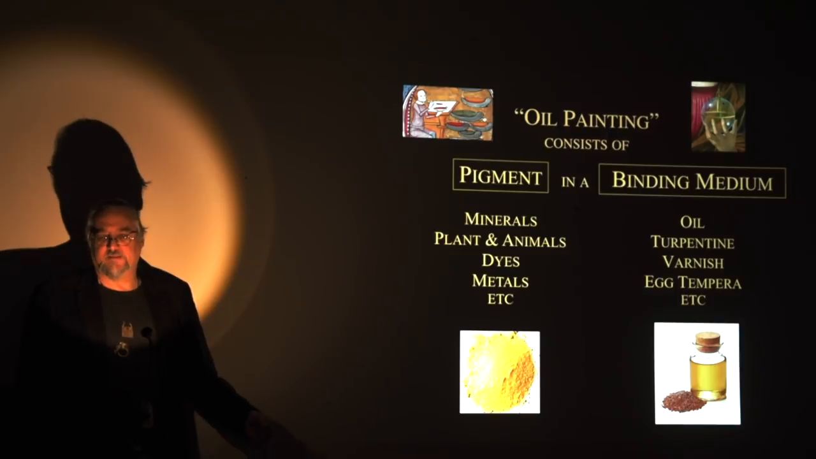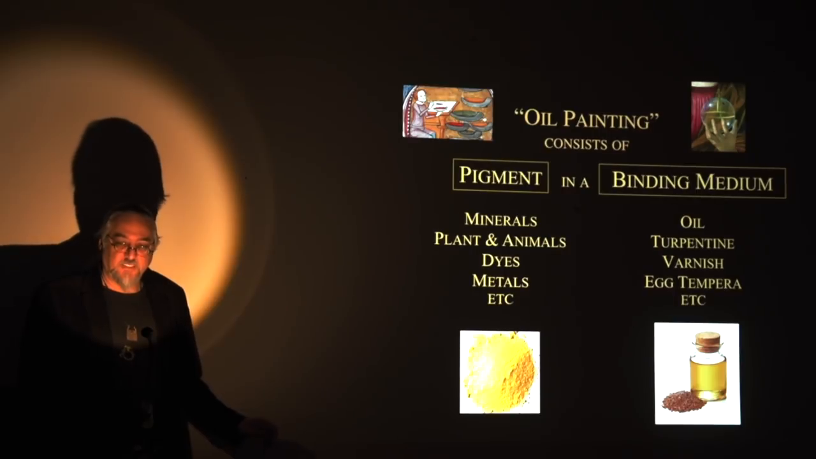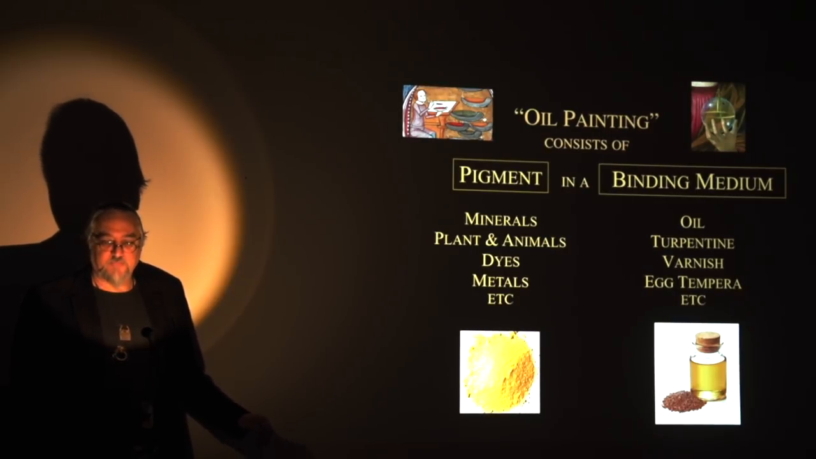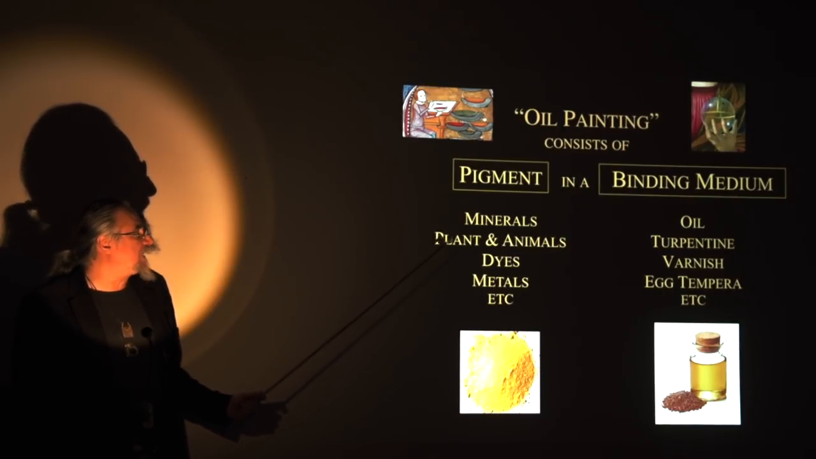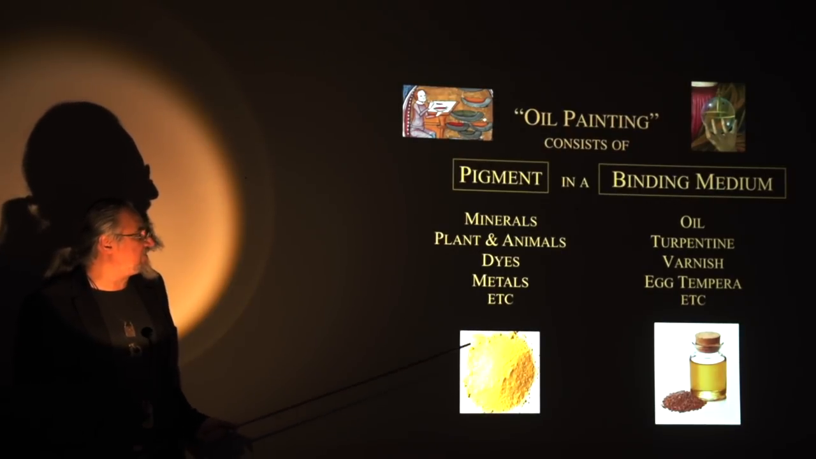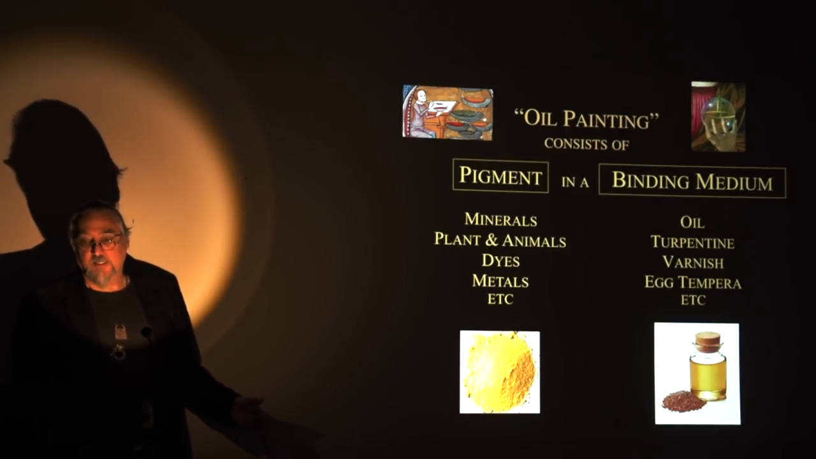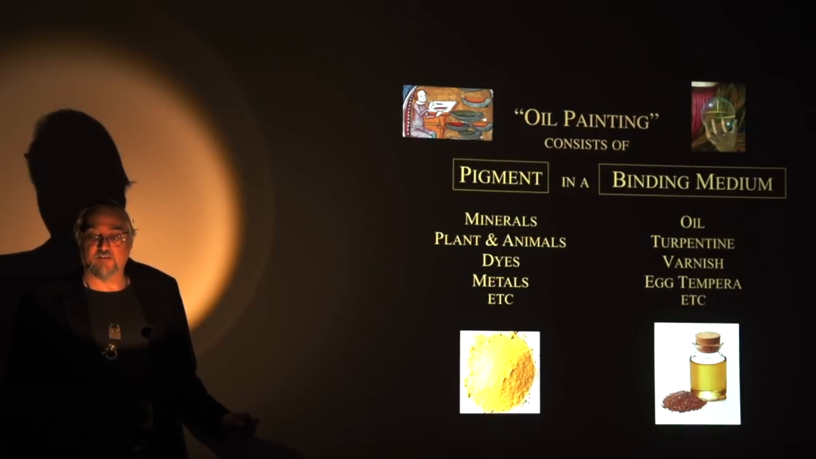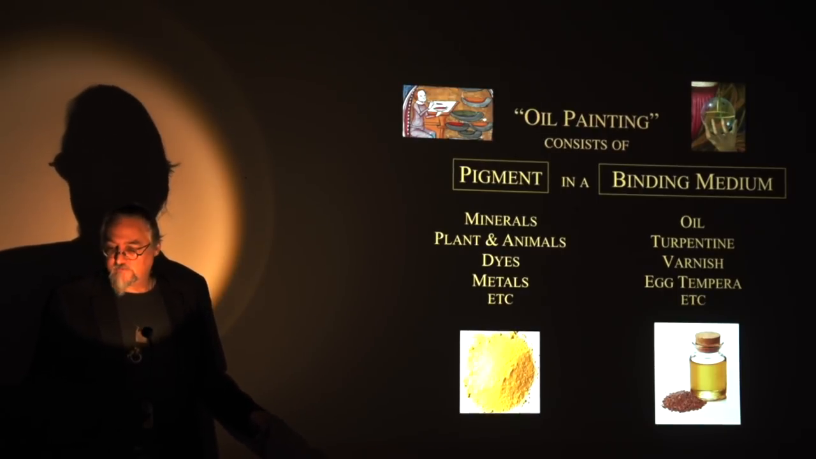Recall that oil painting in fact consists of a pigment in a binding medium. And the pigment, which we will look at in our next presentation, can be either from minerals, from plants and animals, it could be a dye, it can be from metals, or so on. And via all these different ingredients, we are able to create ground pigment. This powdered pigment is then put in a binding medium. That can be oil, but it might also consist of turpentine, varnish, egg tempera, and we'll look at all these different possibilities for binding media over the course of this lecture.